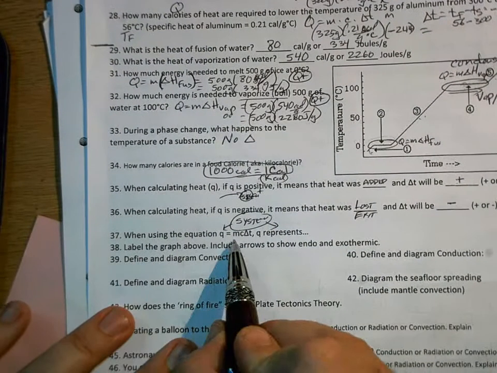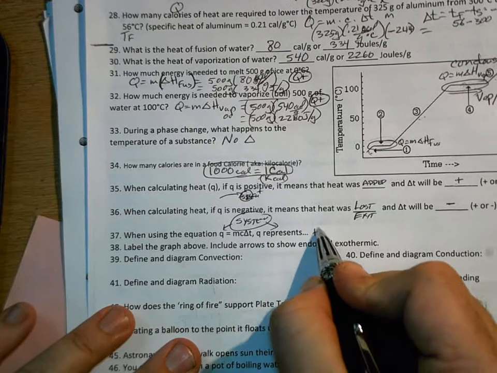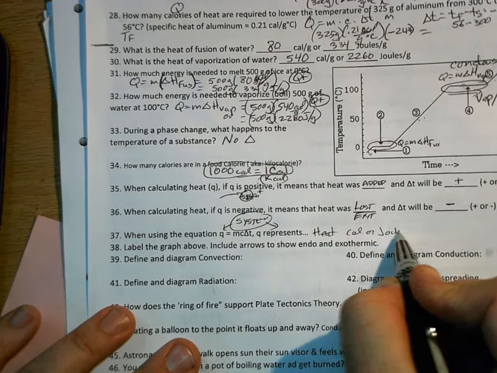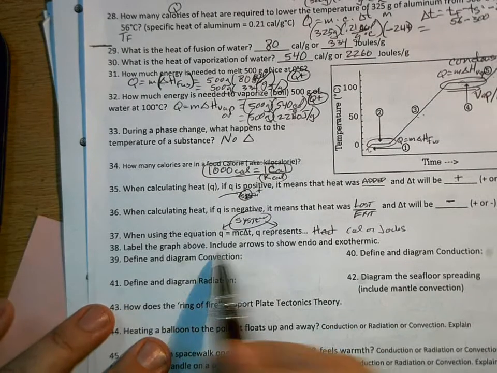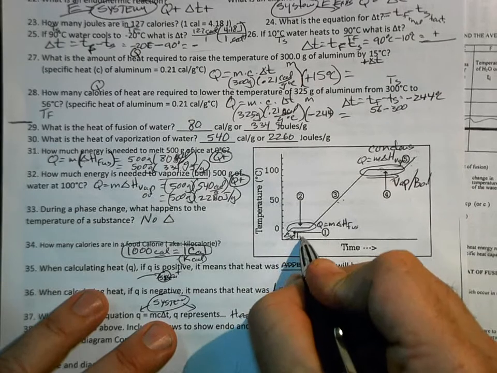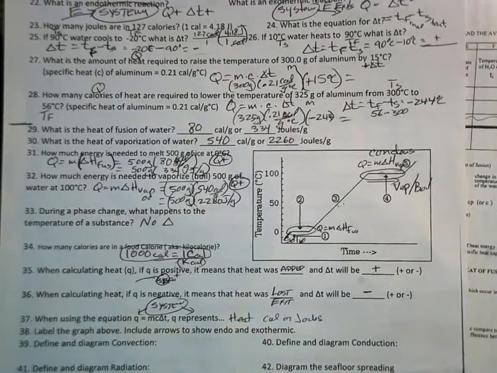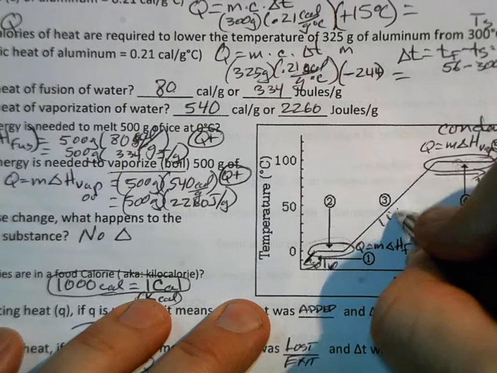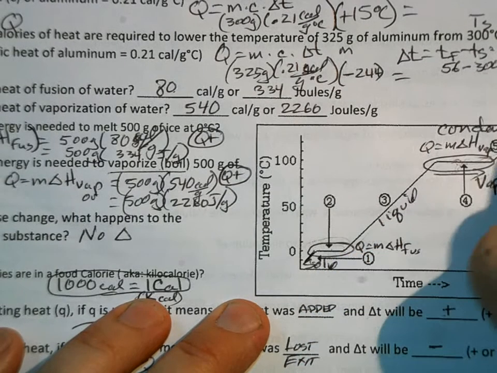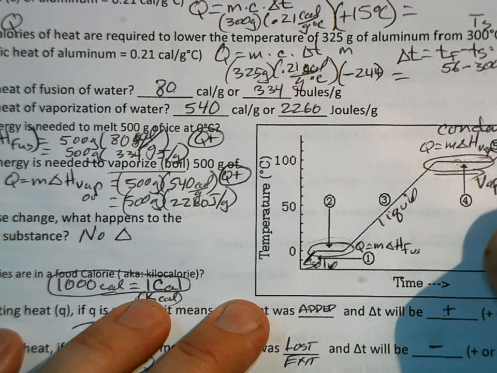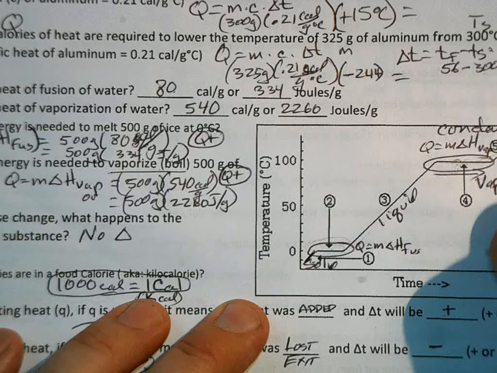When using the equation MCΔT, Q represents heat, and it'll either be in calories or joules. Label the graph above. On this graph, you have a solid down here. This will be a liquid. And this part of this diagonal will be a vapor, V-A-P-O-R, or a gas if you like.